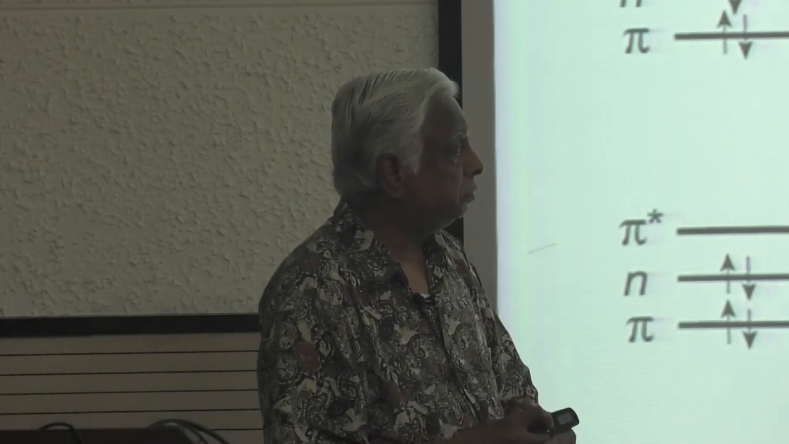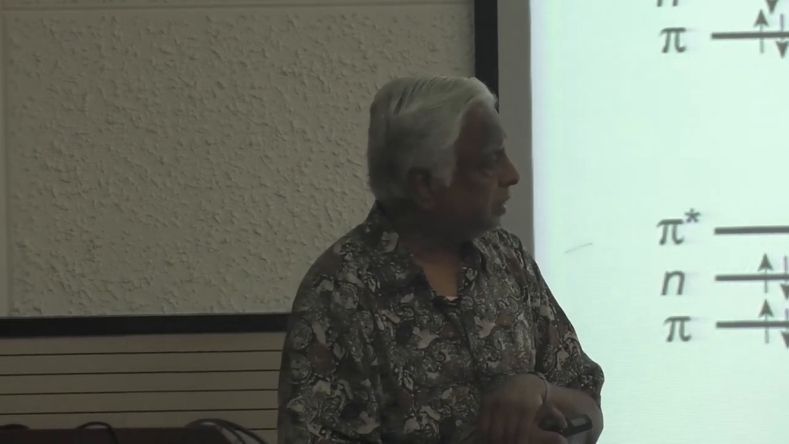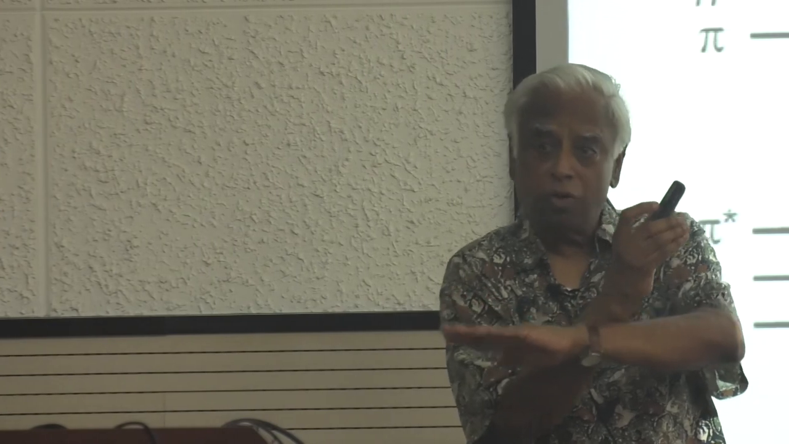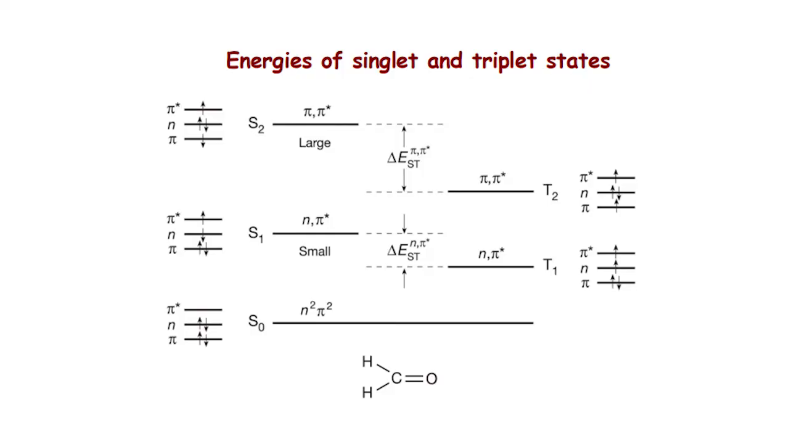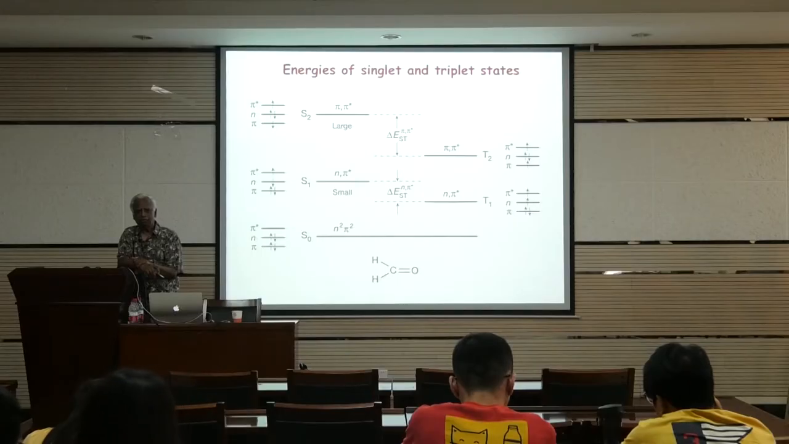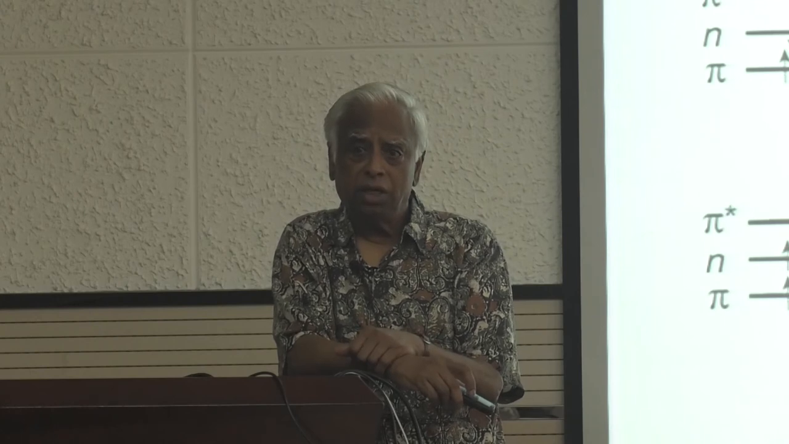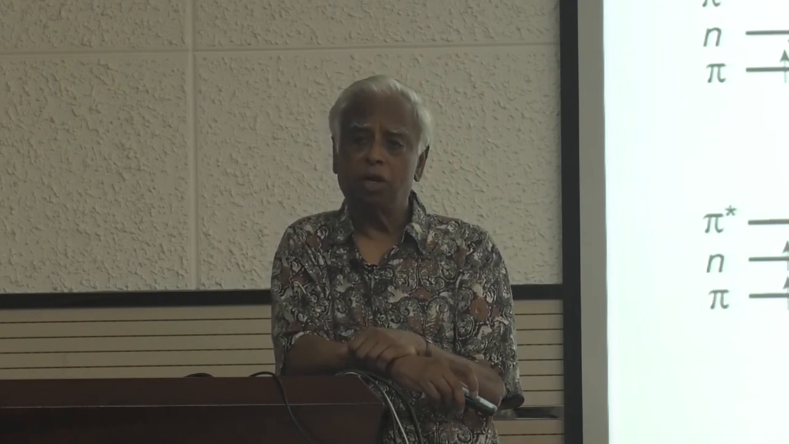The triplet state for this has the same electronic configuration, but the two orbitals are perpendicular to each other. They are not overlapping. Whether they overlap or don't overlap, the triplet will always be lower in energy. How much lower in energy depends upon the overlap. Tell me, in this case, the overlap is not that much because they are perpendicular, assuming the molecule is not vibrating. Now, will the gap between the singlet and the triplet, S1 and T1, be small or large?